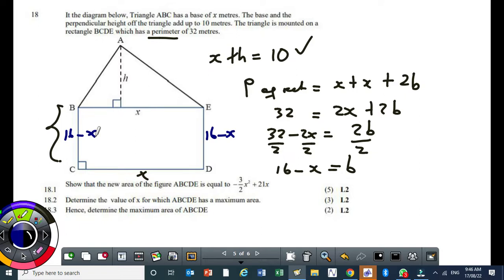So I'm going to use this equation to eliminate h. What is h in terms of x? Therefore h would be equal to 10 minus x. So h is equal to 10 minus x. Are you following that? Now I'm smiling. I now have all my dimensions in terms of x. Are you following?